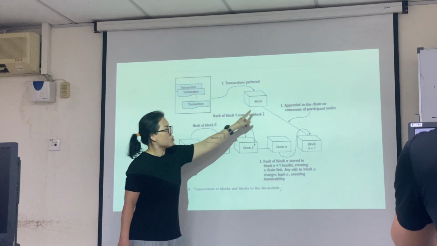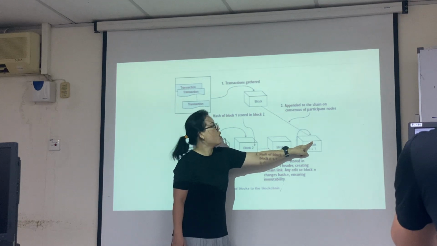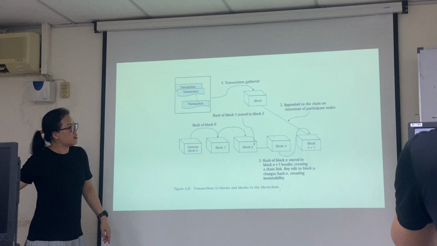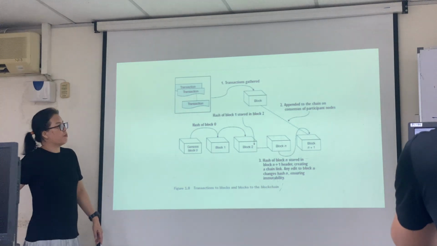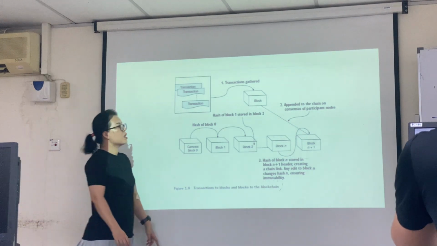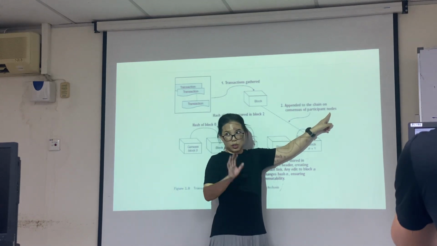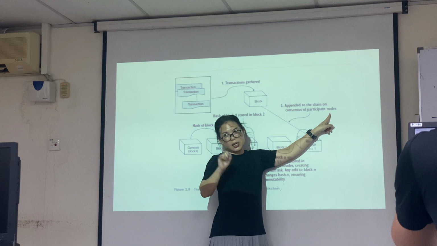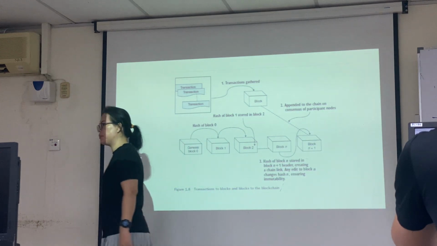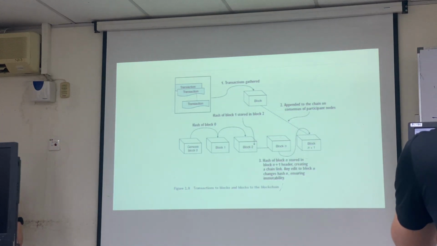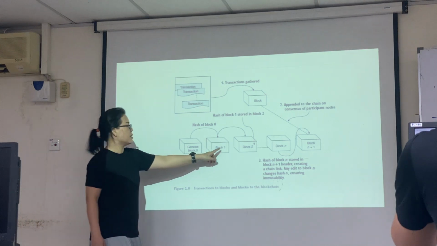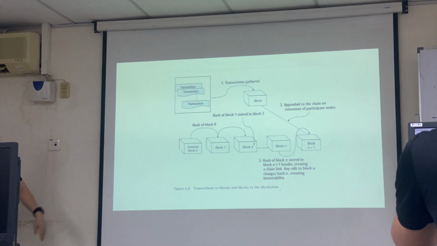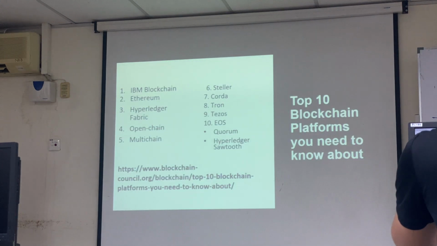Then after that, you are going to append it to the chain based on the consensus of the participant nodes. Over here we don't call it a server, we don't have a server, but we call it a node, N-O-D-E-S, participant node. So this is an index number, the index number of the block. This is the idea given to you for that.